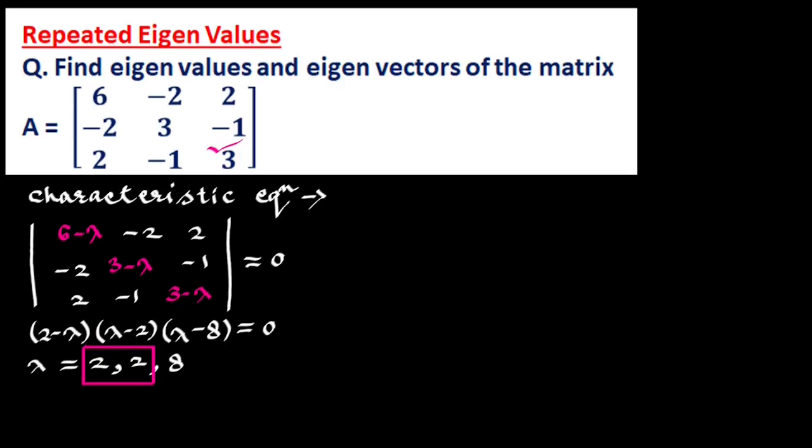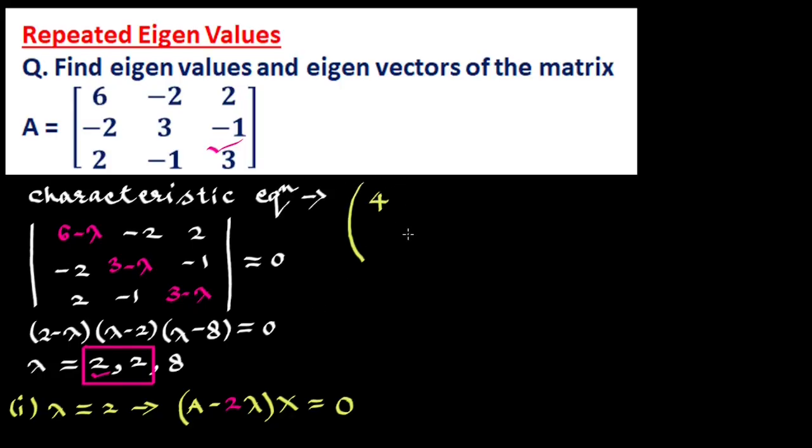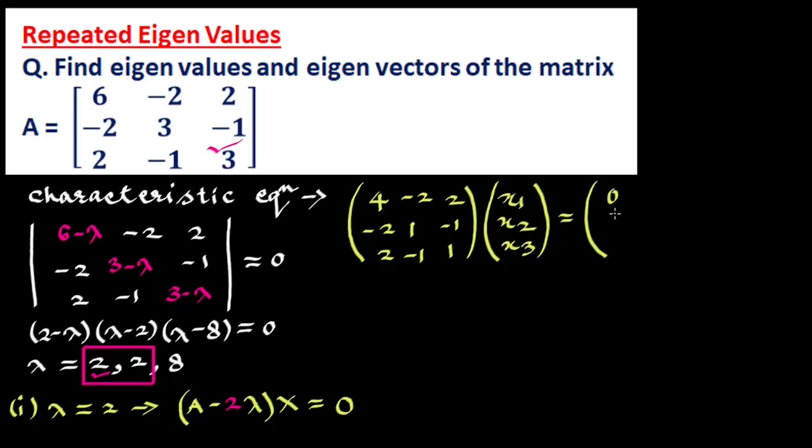Now we will find the eigenvector for this repeated eigenvalue lambda equals 2, for which we write the matrix equation (A minus 2I) into eigenvector x equals 0 vector. This we write as the matrix 6 minus 2, 4, 3 minus 2, 1 and 3 minus 2, 1 again, the rest of the elements remaining the same, times eigenvector x1, x2, x3 equals 0 vector.